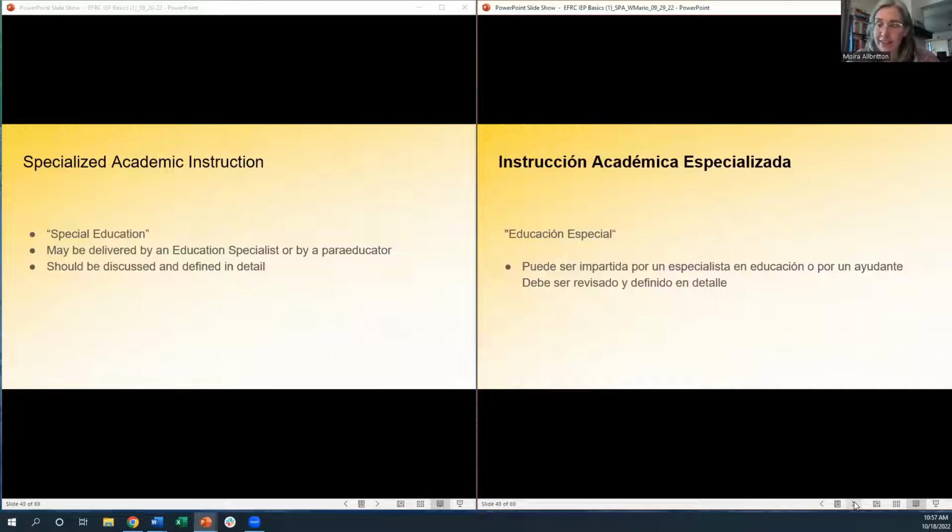Unless a student is speech only or perhaps in a low incidence program, usually their primary service is called Specialized Academic Instruction, or SAI. This is really special education. It is delivered by an education specialist, another word for special education teacher, or by a paraeducator or paraprofessional. Those mean the same thing. And it should be discussed and defined in detail.